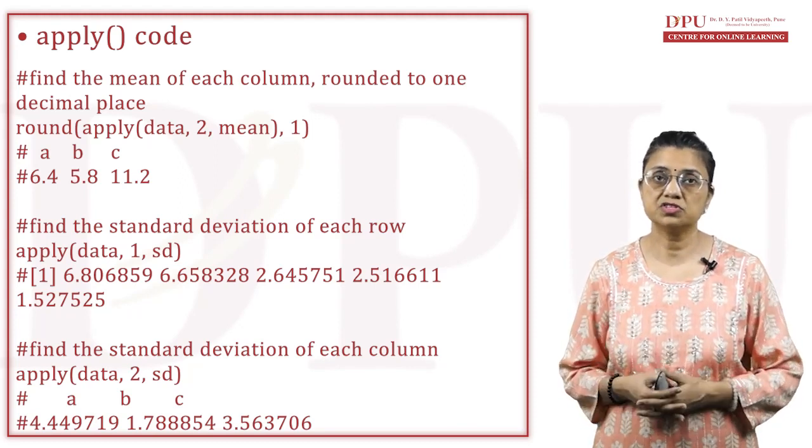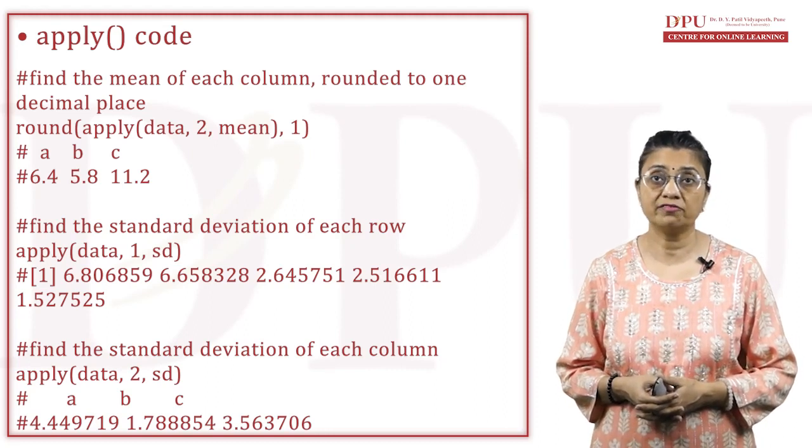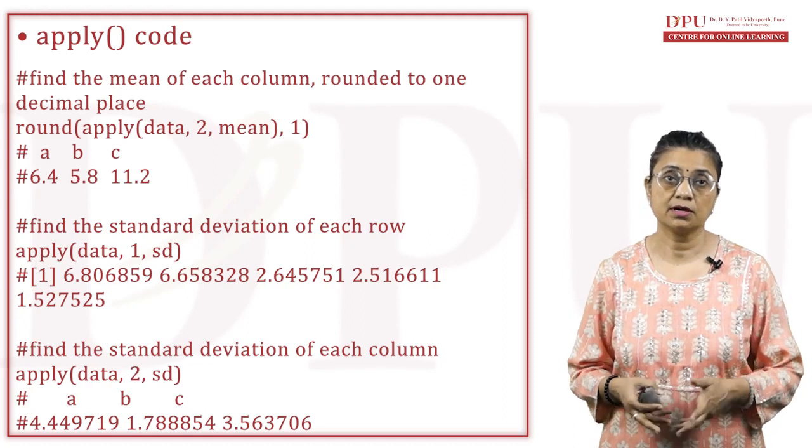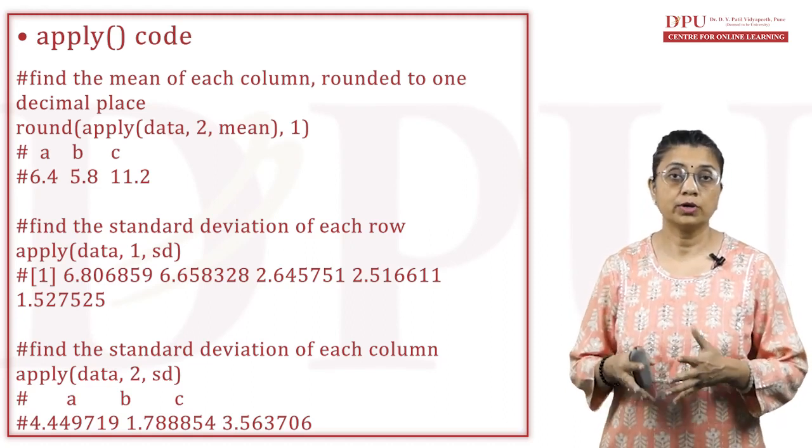So here standard deviation will calculate the standard deviation of every column, and you can see the column-wise standard deviation values are coming 4.44 and 1.7.